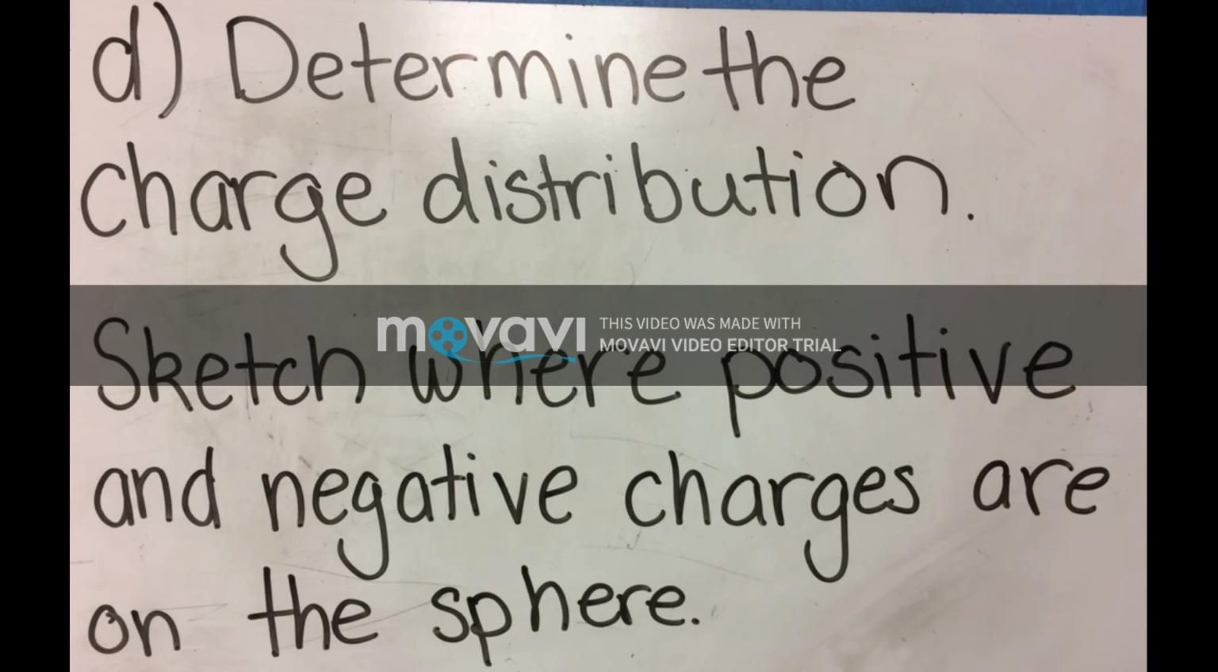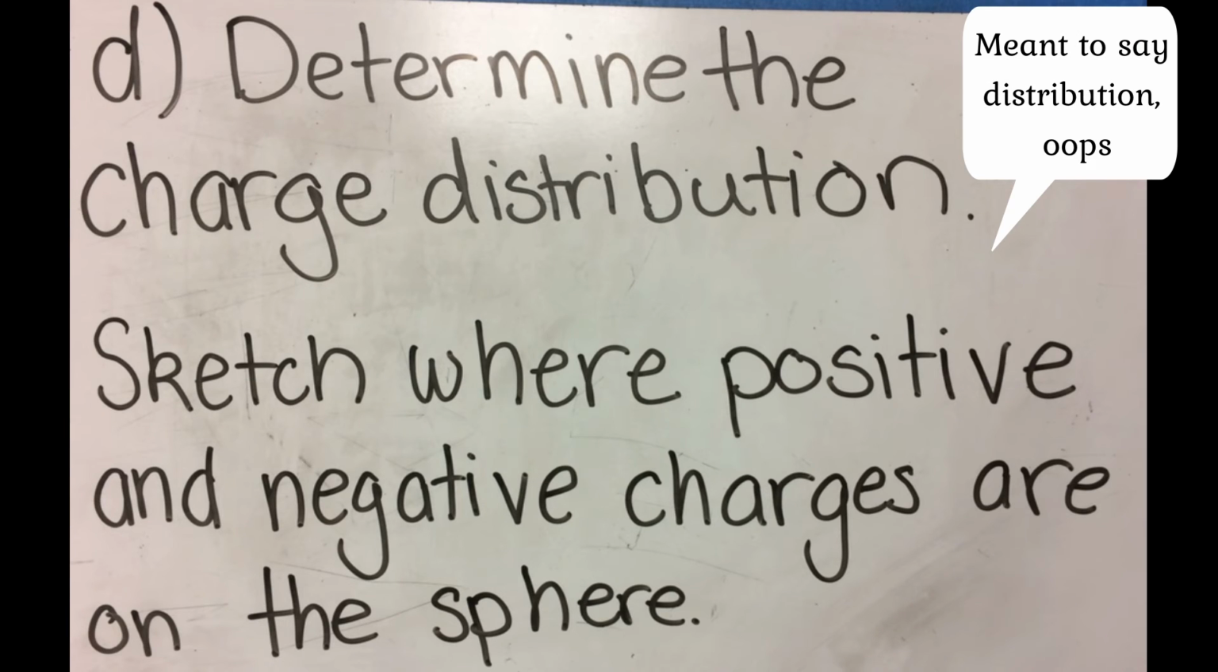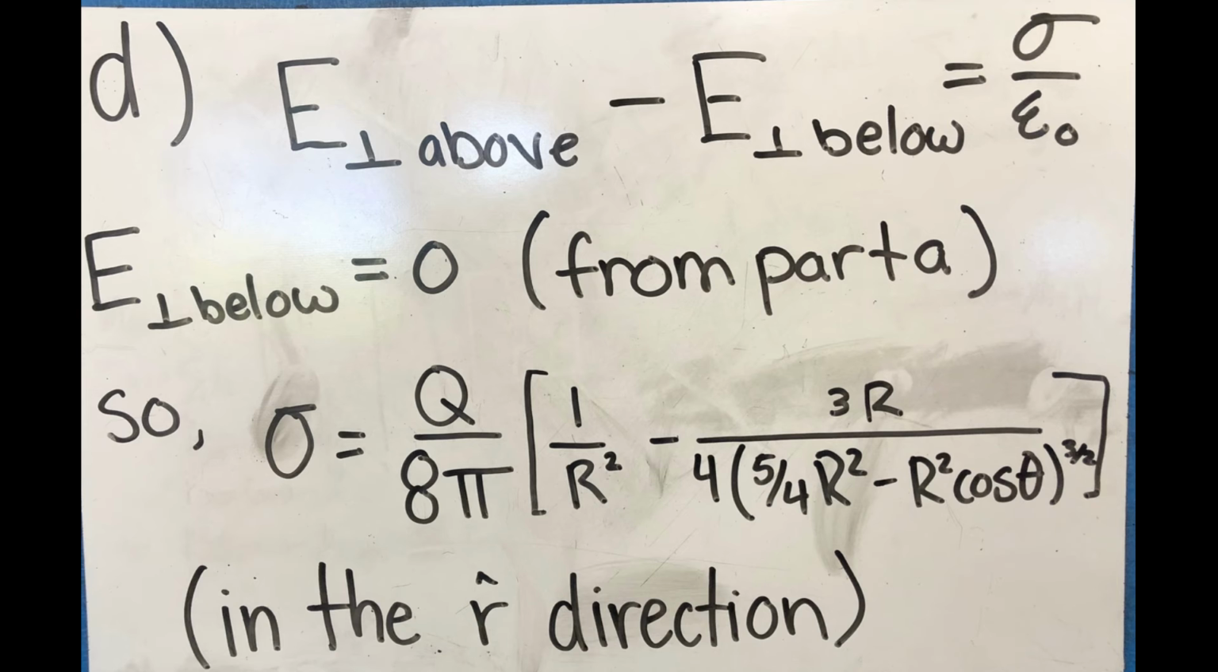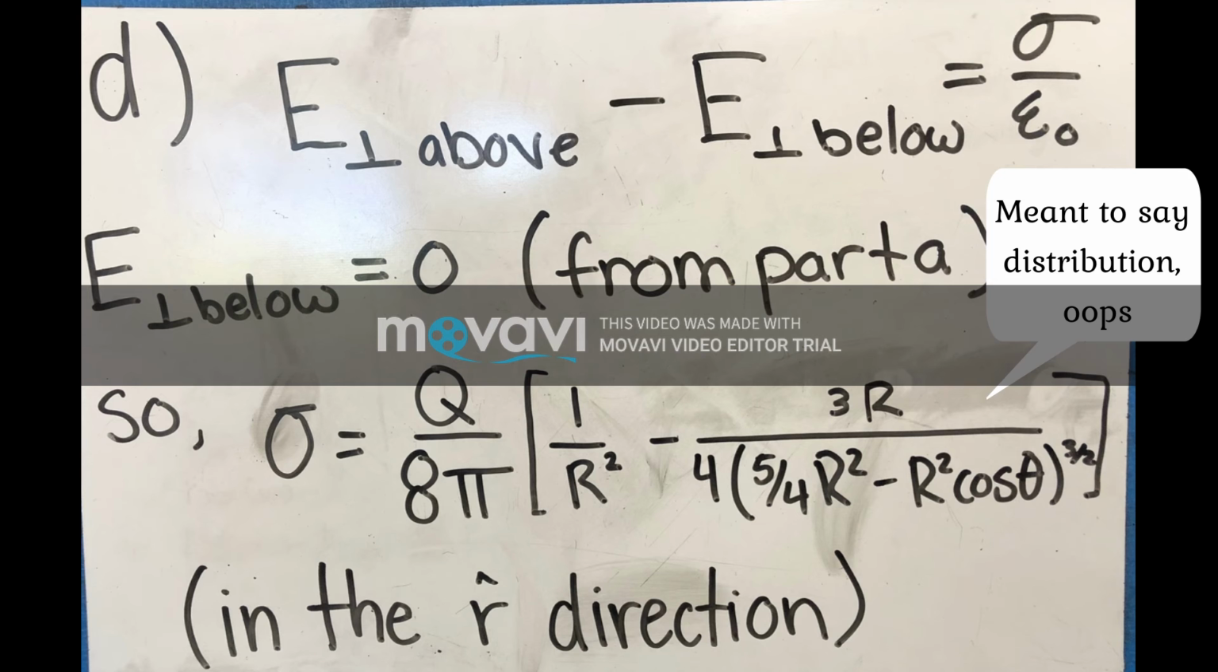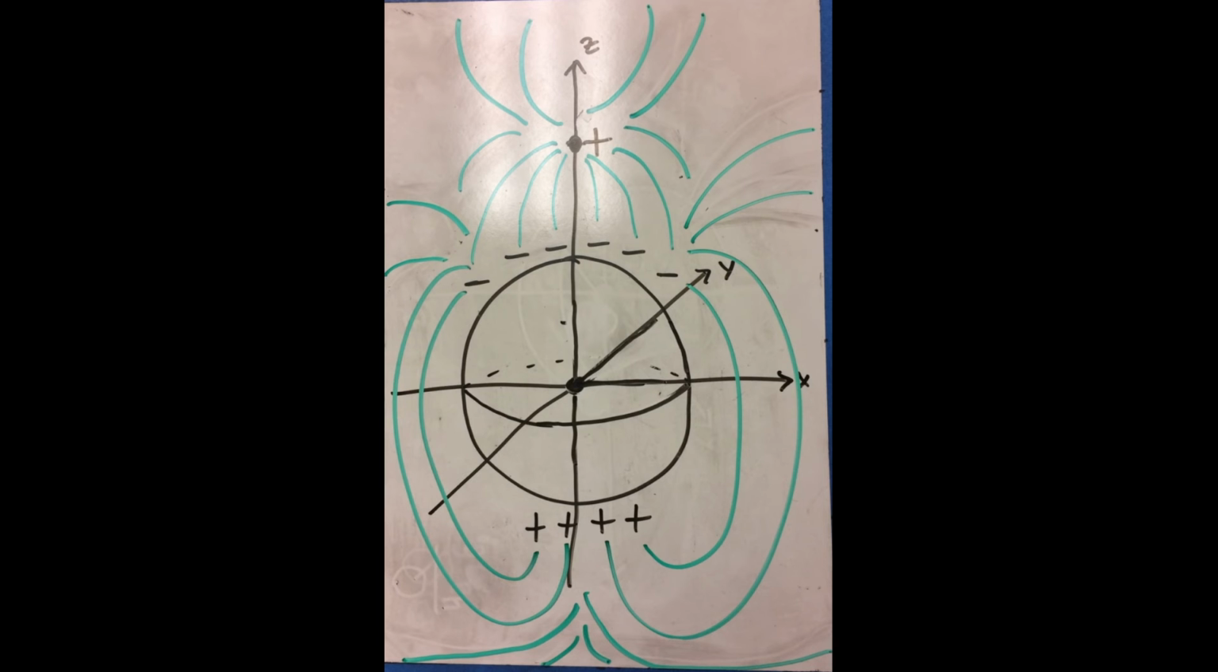For part D, we're going to find the surface charge density using E above minus E below equals sigma over epsilon naught. We already know that E below, or within the sphere, equals 0, and we had previously found E above. Using these two values, we can find sigma, the surface charge density in the r hat direction. We can sketch and visualize this charge distribution as we see here.